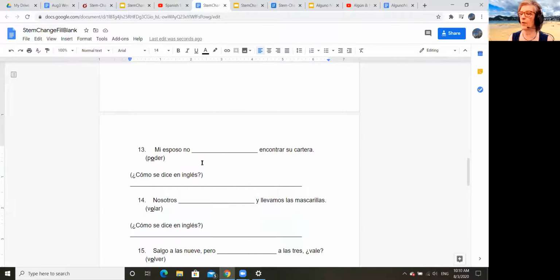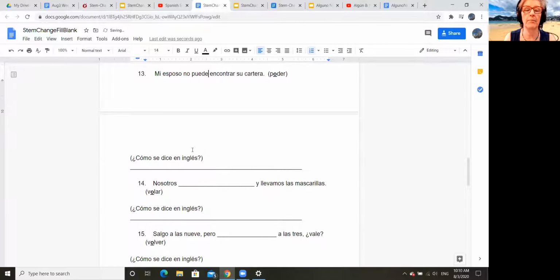Trece, poder, to be able or can. ¿Quién quiere trece? Okay, sí. Mi esposo no puede encontrar su cartera. Exacto. My husband cannot find his wallet. Sí, cartera es wallet.